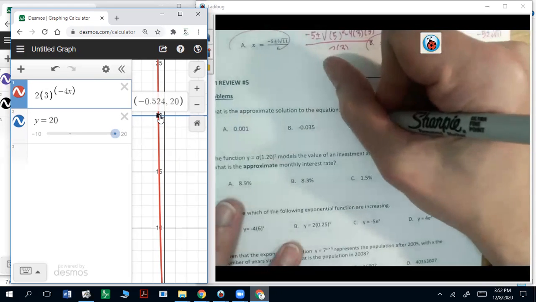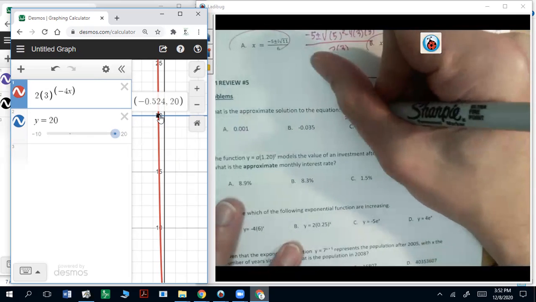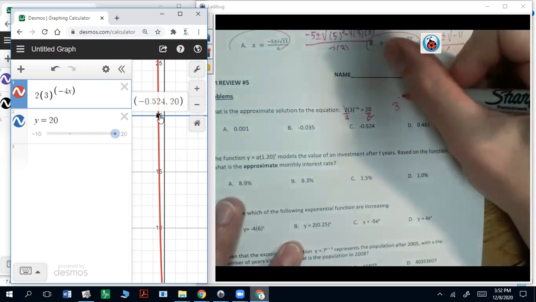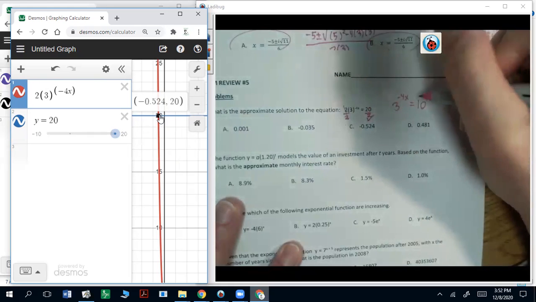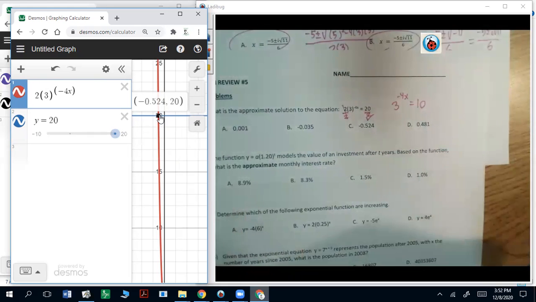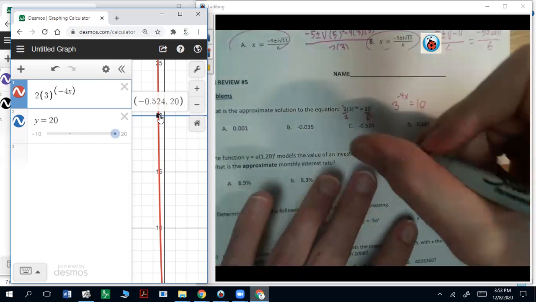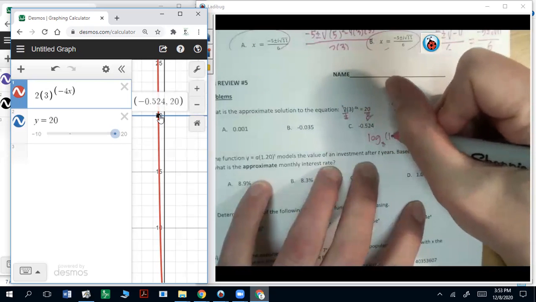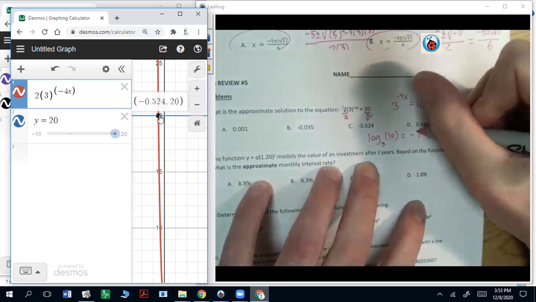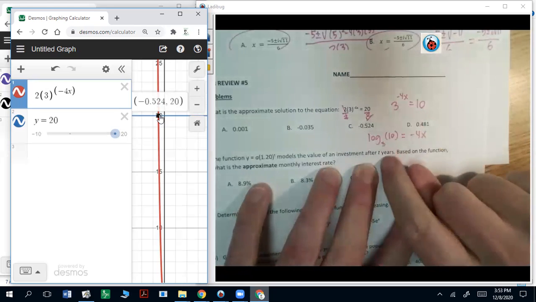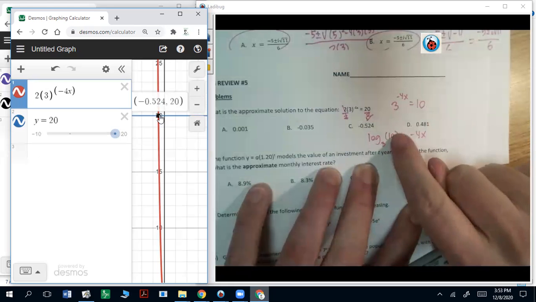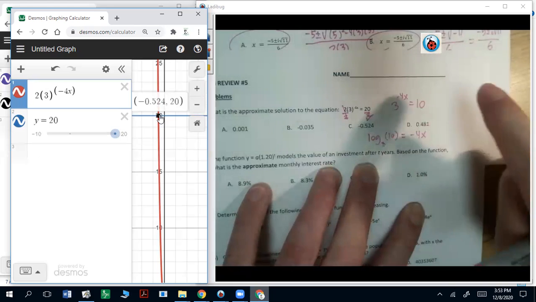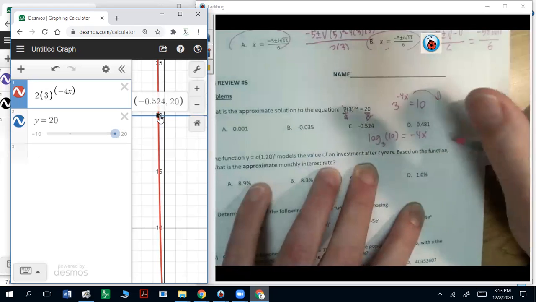Now here's how you do it the right way. First, you're going to isolate the base by dividing by 2. So that's going to be 3 to the negative 4x equals 10. If you remember, you're going to do this as a log. So you do log base 3 of 10 equals negative 4x. So you write the base of the exponent as the base of the log. The other side is what's in the parentheses. Set it equal to your exponent. So you bring that out to the end.